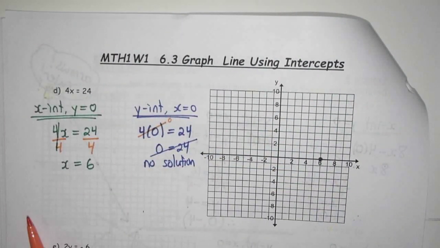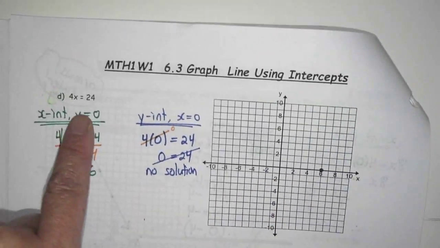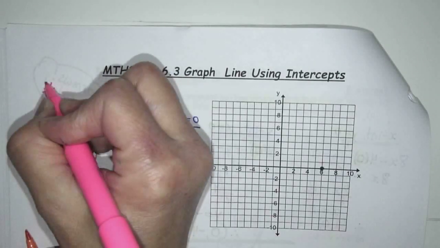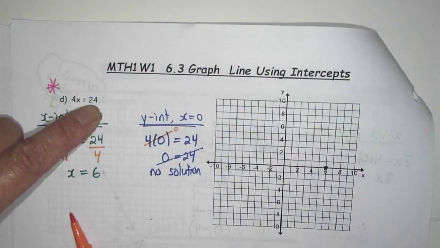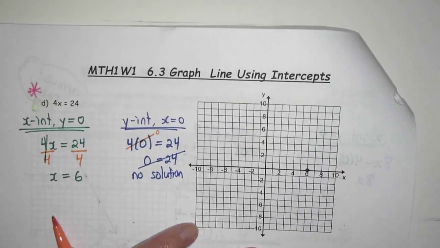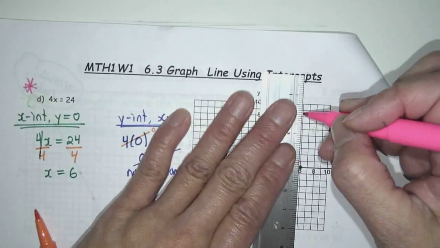That's nonsense. The reason why it's nonsense is because, look, see, this is a special case. So this is a special case. That's when x equals, 4x equals 24. This is x equals 6 all the time. There is no other point because it's a vertical line.